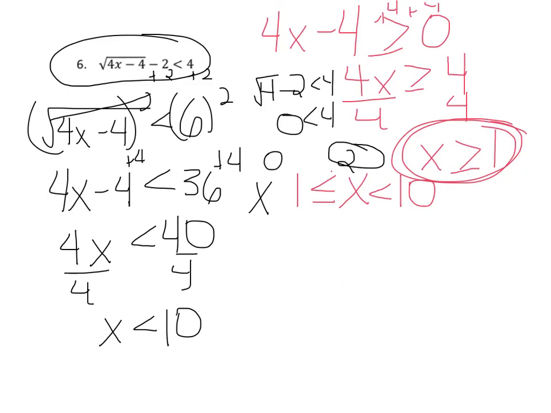We need to check one more number. Let's try 11. 11 times 4 is 44, minus 4 is 40. The square root of 40 is 6.32 roughly, and then we need to subtract 2. So my answer is 4.32 is less than 4. Well, that's not correct either. So when I try 11, that doesn't work. So I know that my solution has to be in the middle. So my answer really is 1 is less than or equal to x, which is less than 10.